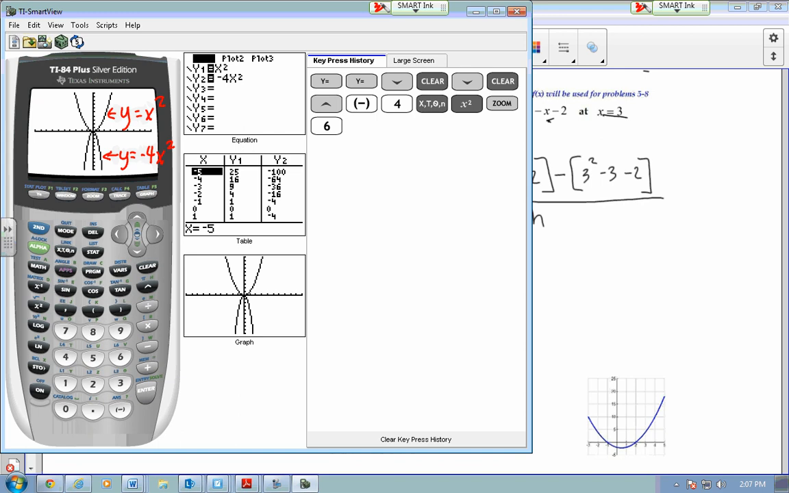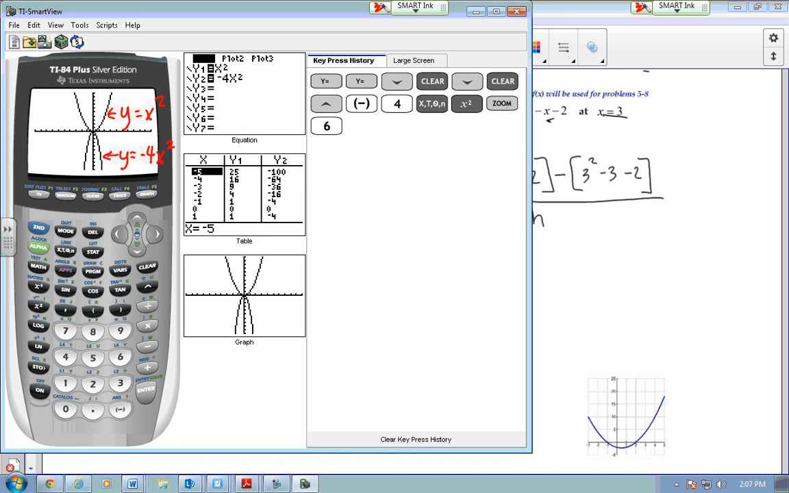Okay, what has happened? The parent function's up top. How has the bottom one changed? Raise your hand if you can tell me something that's happened. I can see two things. It has a vertical stretch, and that happens when we multiply by something greater than 1. What else has happened? It flipped down. That happens when we have a negative.